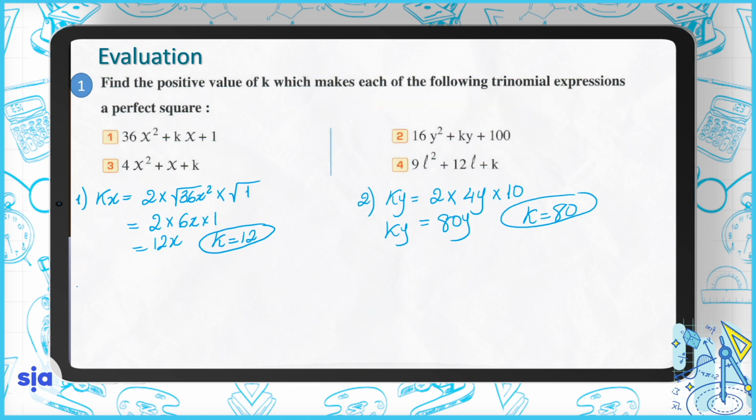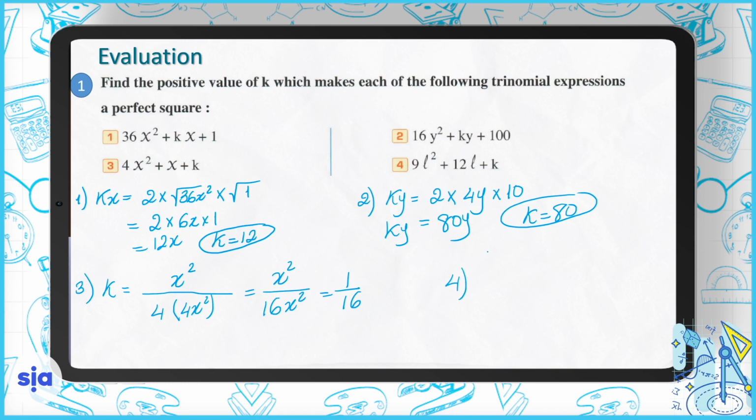Question 3. Here K is the third term. To find the third term, it is the middle term squared over 4 times the first term. So K equals x squared divided by 16x squared. So it is 1 over 16.